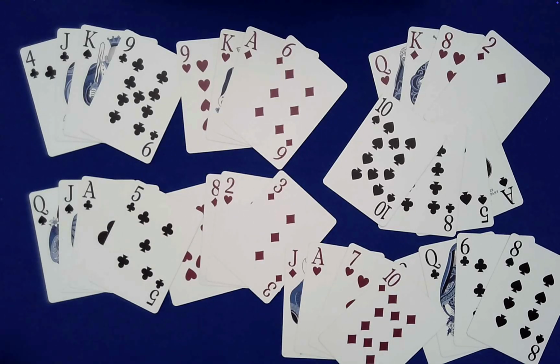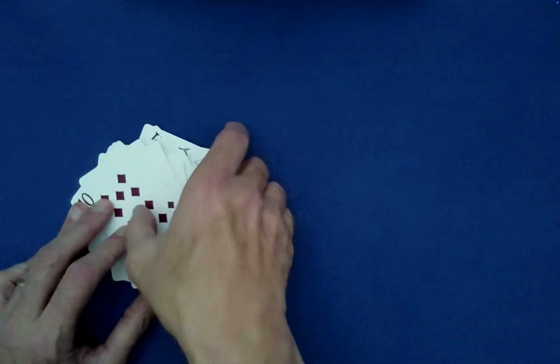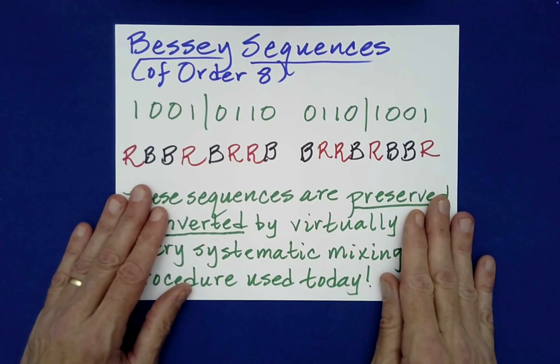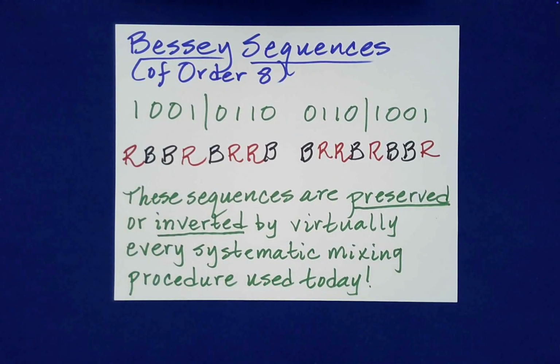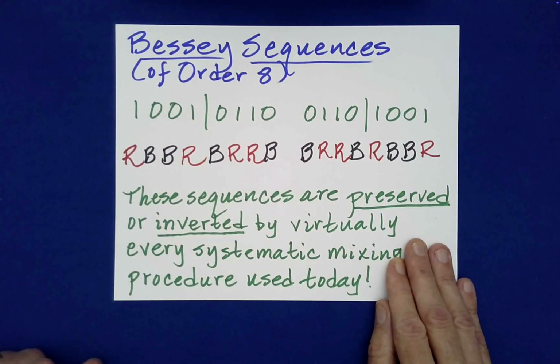Wow. Okay, so how does this work? Well, it uses Bessey sequences of order 8. Many of my old-time subscribers already know that from the very opening. They probably would have recognized the structure of each of those packets. Now, those 4 packets had one of 2 structures, and these are the only special structures of length 8 that have been designated as Bessey sequences.